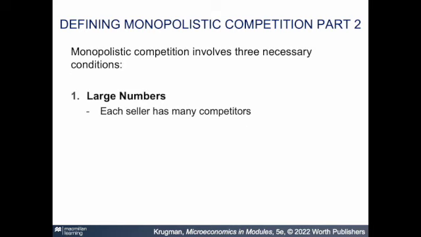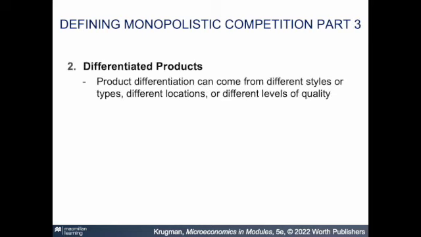22. Defining monopolistic competition. Part 2. Monopolistic competition involves three necessary conditions. 1. Large numbers. Each seller has many competitors. 23. Defining monopolistic competition. Part 3. 2. Differentiated products. Product differentiation can come from different styles or types, different locations, or different levels of quality.